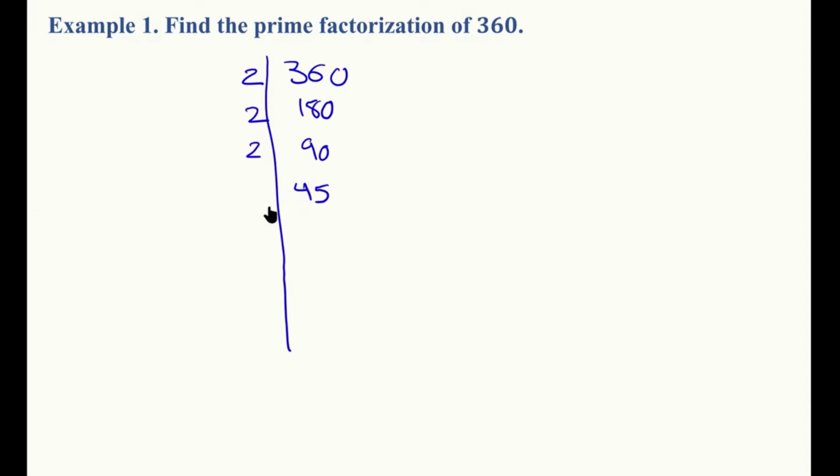Now we ask the same question for 45. This time 2 won't work because 45 is no longer even. So the likely candidates are either 5 or 3. Since 3 is smaller and we want to get a nice prime factorization on this side from small to large, we'll always try 3 before we go to 5. So in order to test for 3, we add the digits. 4 plus 5, that's 9, which is divisible by 3. So we'll go with 3.